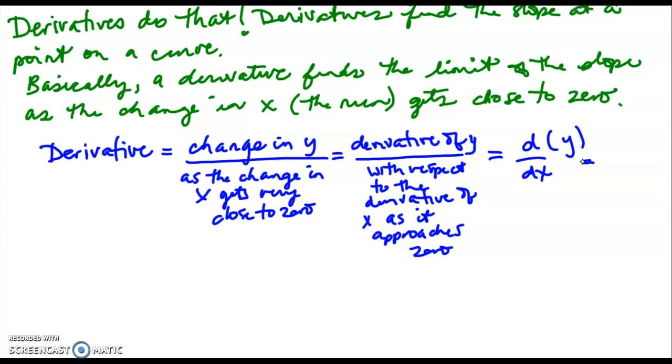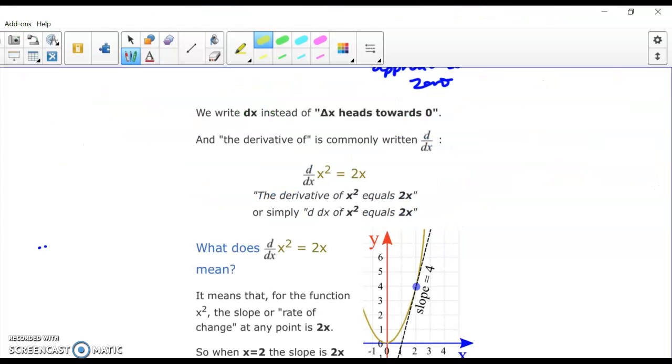This can also be written like this, the derivative like this. This means the same thing. Usually we find it written the first way, but the following is a link to the mathisfun.com website where they explained it well. So we write dx on the bottom in the denominator instead of the change in x heads towards 0. And the derivative of is commonly written like this. So we say d of dx of whatever we're taking the derivative of.